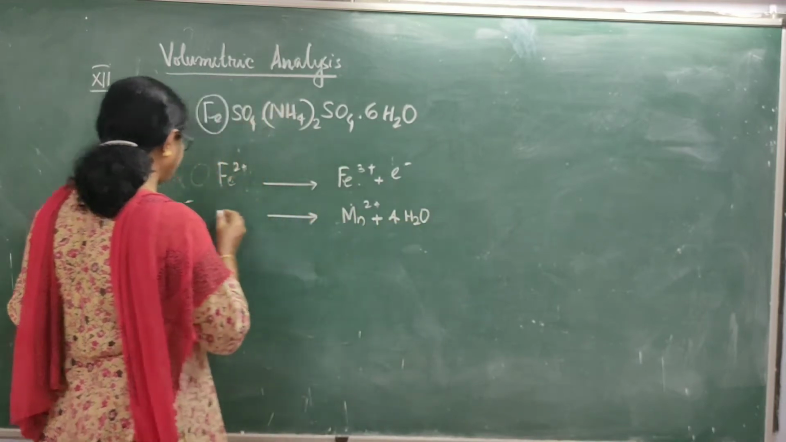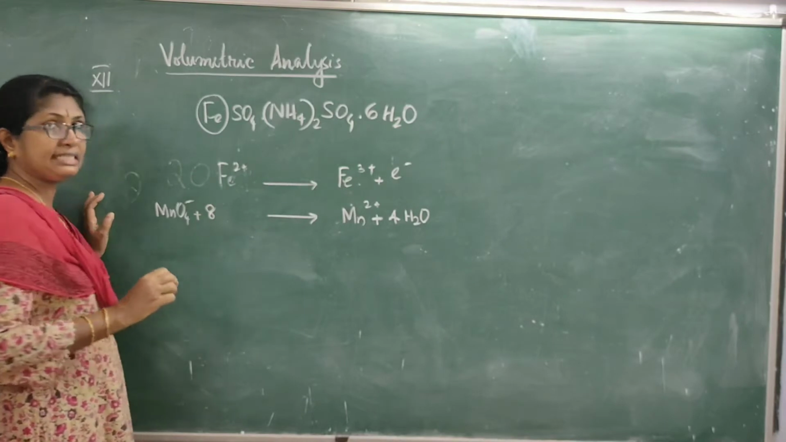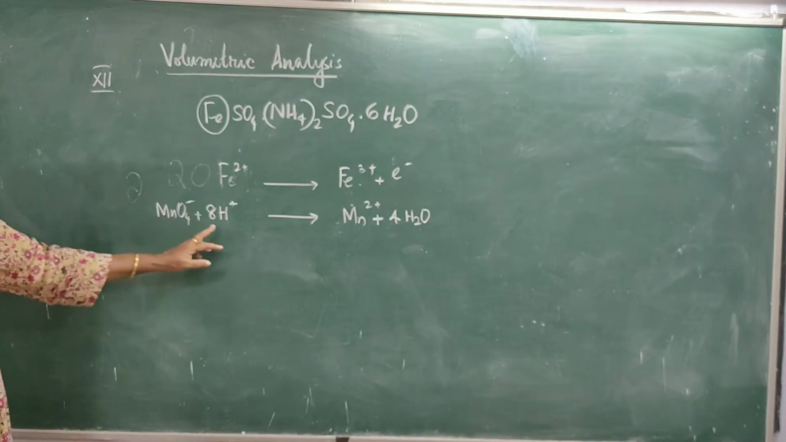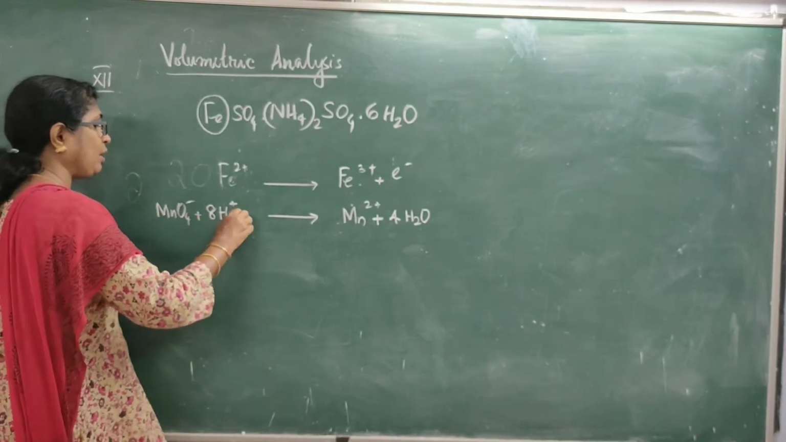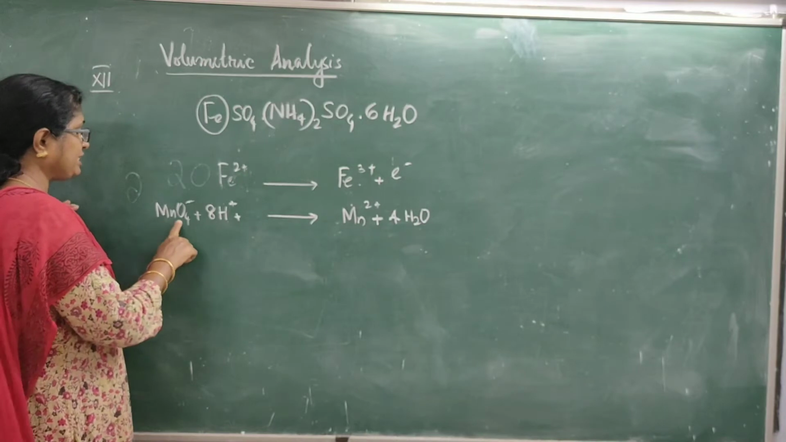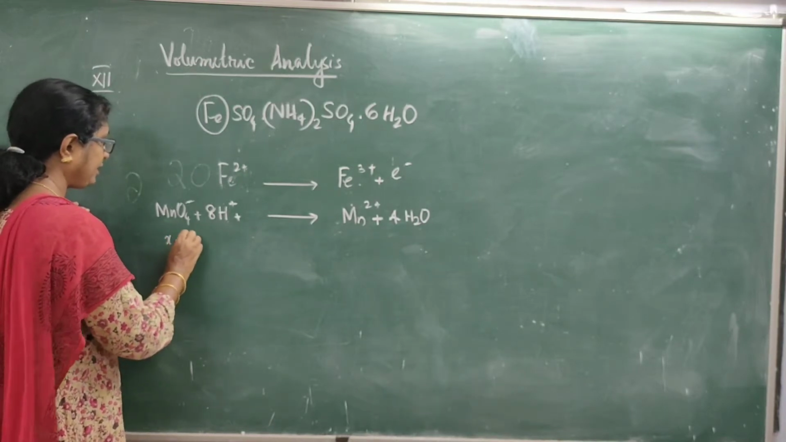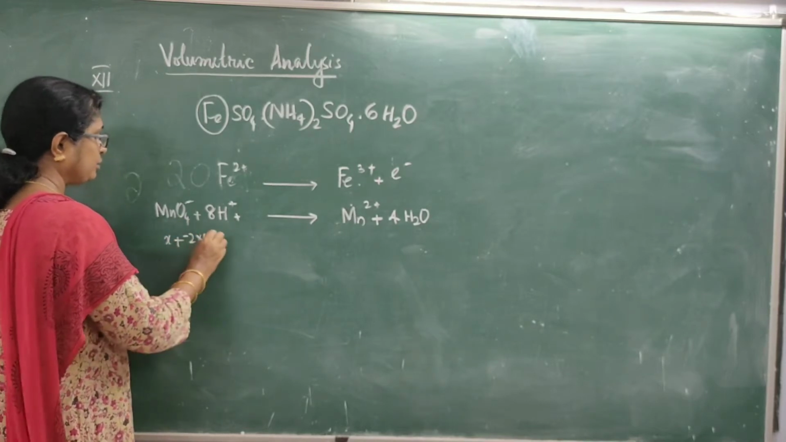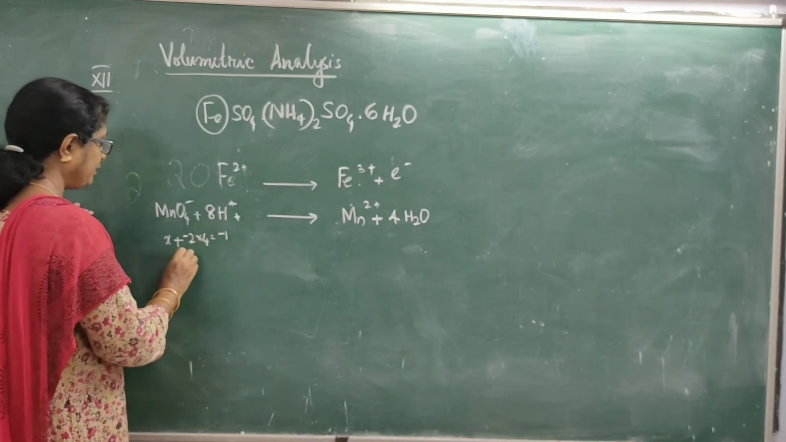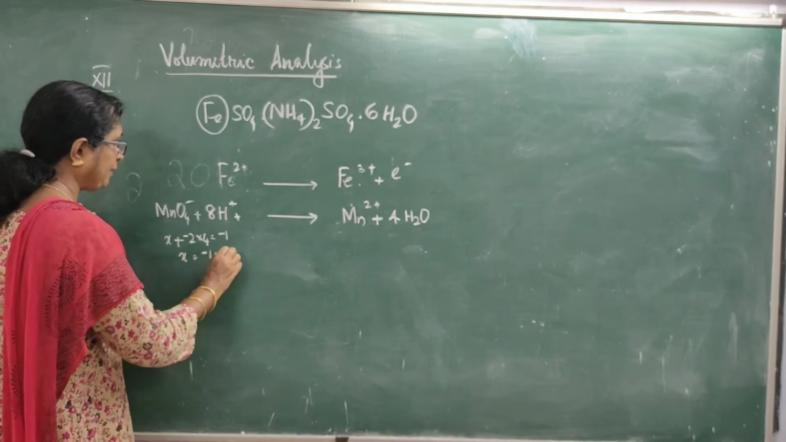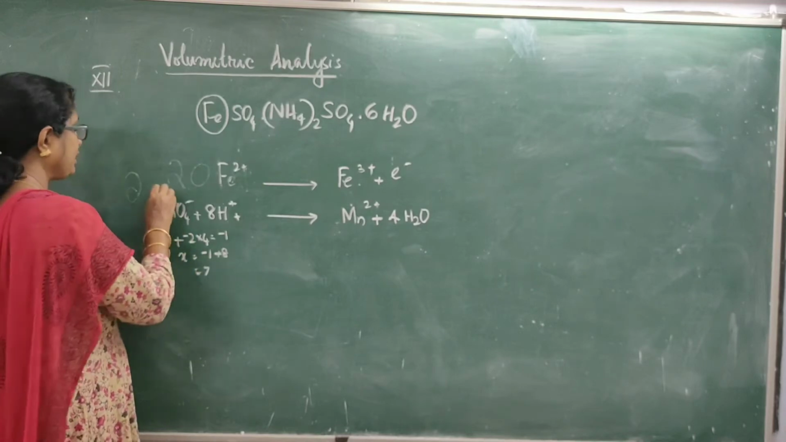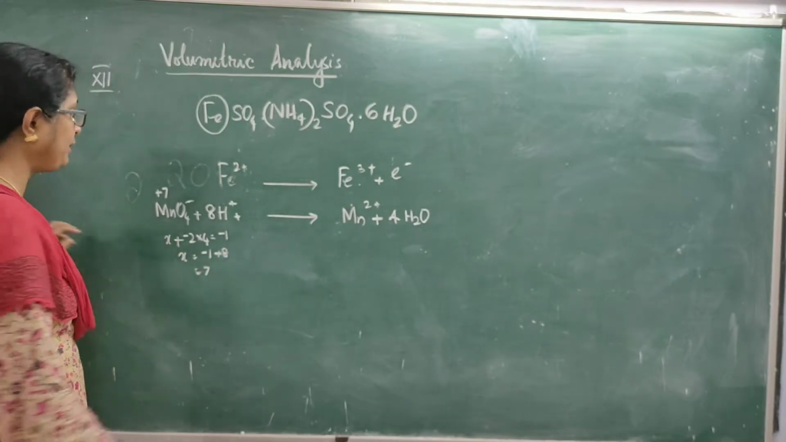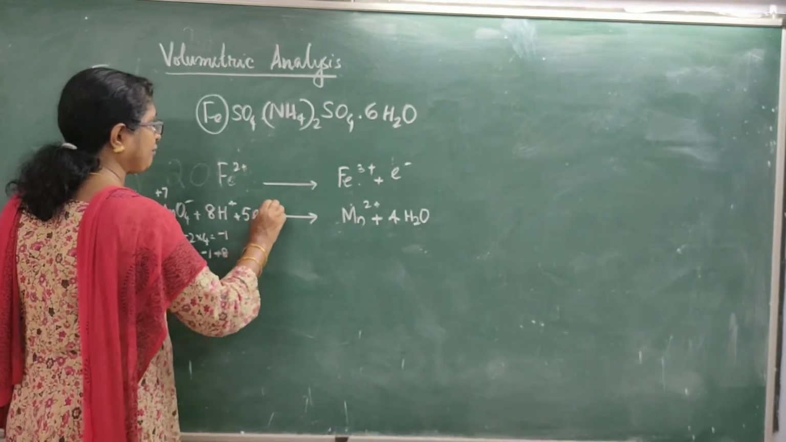Here there are 8 hydrogens. To balance that, since it is acidic medium, we add 8H+. This we all studied last year. Now how many electrons? The oxidation state of manganese is X, plus 4 times minus 2 for the oxygen, and the total charge is minus 1. So X equals minus 1 plus 8, which is plus 7. The oxidation state of manganese here is plus 7. It is reduced to plus 2. So we have to add 5 electrons.